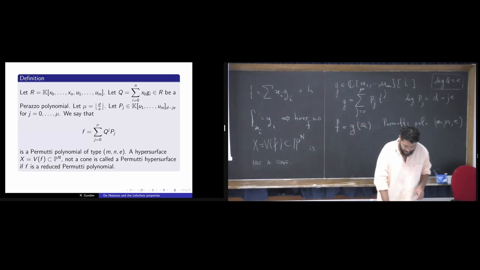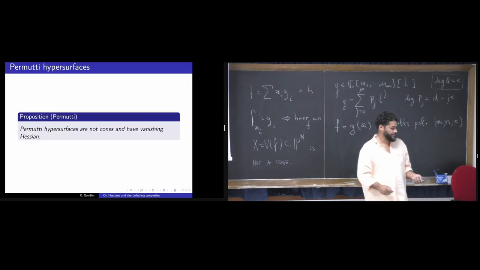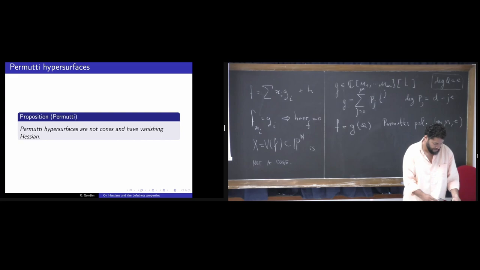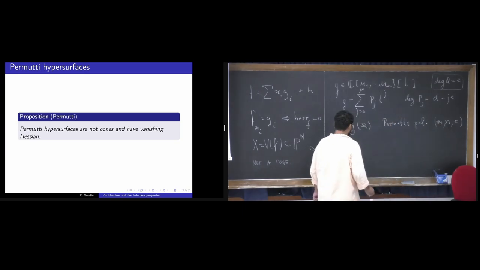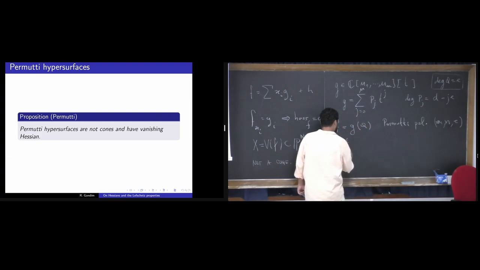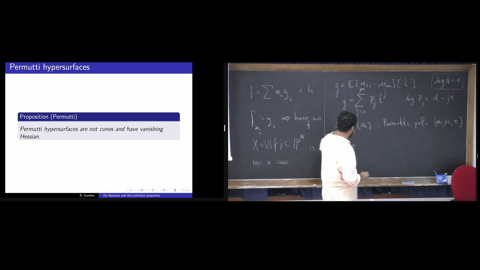And the proposition: these guys, these Permuti polynomials, they have vanishing Hessian. They are not cones. The proof is just to compute the derivative of F using the chain rule here.